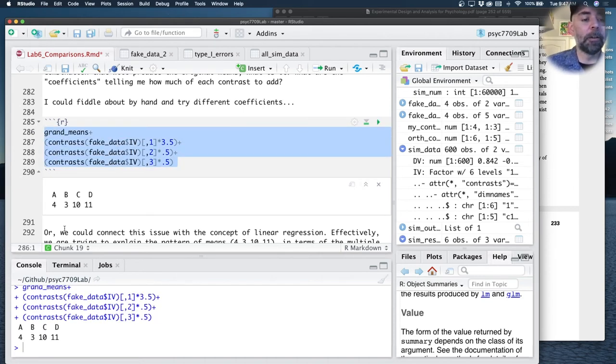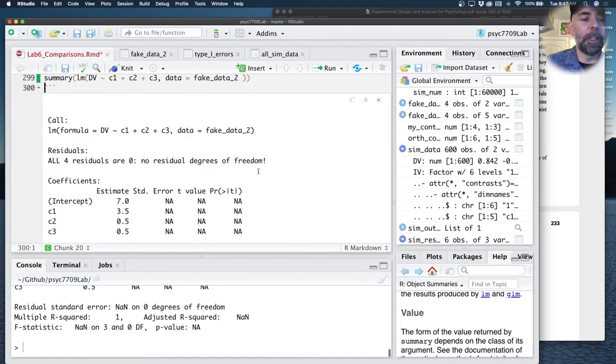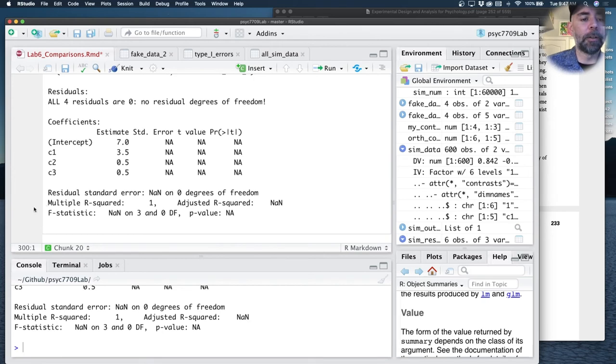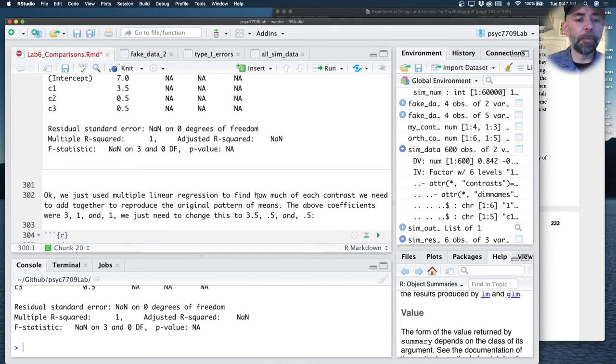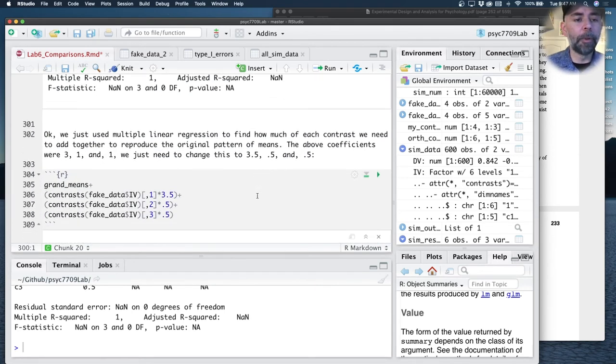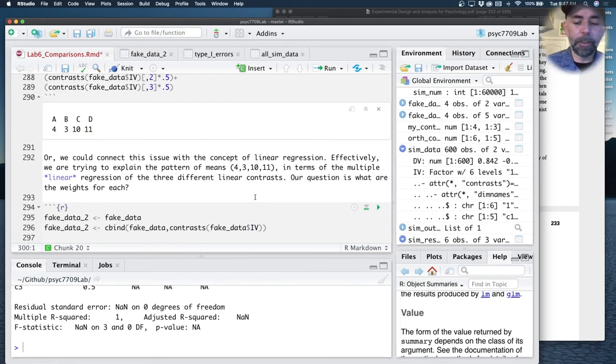And let's see what we get. Oh, we get the original pattern of means back. If you wanted to do the summary here, you can see that the multiple R squared is 1 because we explain all of the data perfectly. So that's the example showing that. I'm just going to fix this.